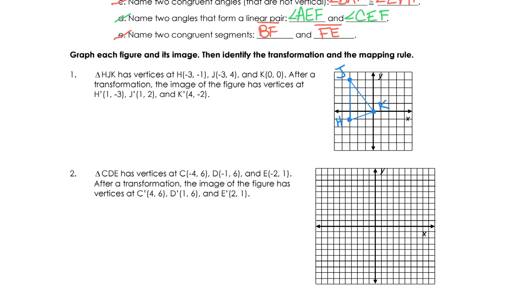Then they tell me that after a transformation, the image of the figure now has vertices at H prime, J prime, and K prime. I'm going to graph that one in red. So +1, -3, and that's called H prime. J is at +1, +2, J prime. And +4, -2 is K prime. We'll go ahead and connect them with some straight lines.